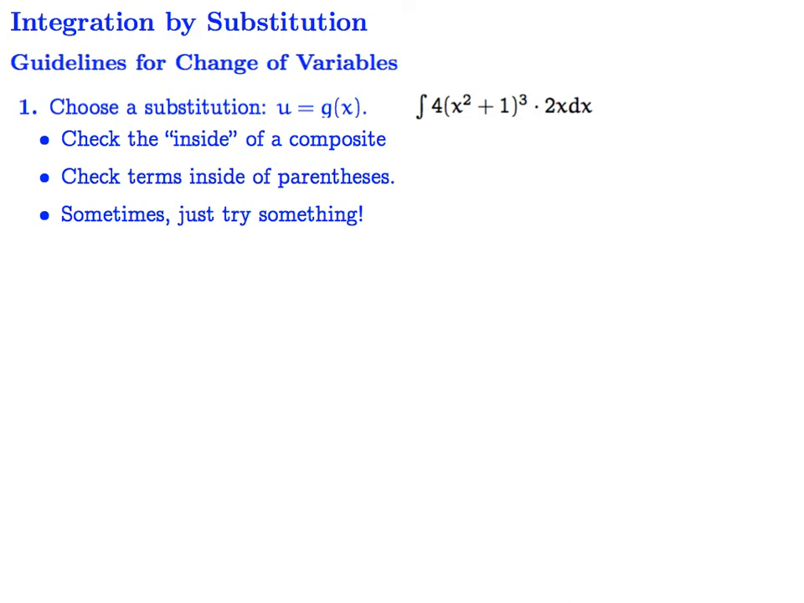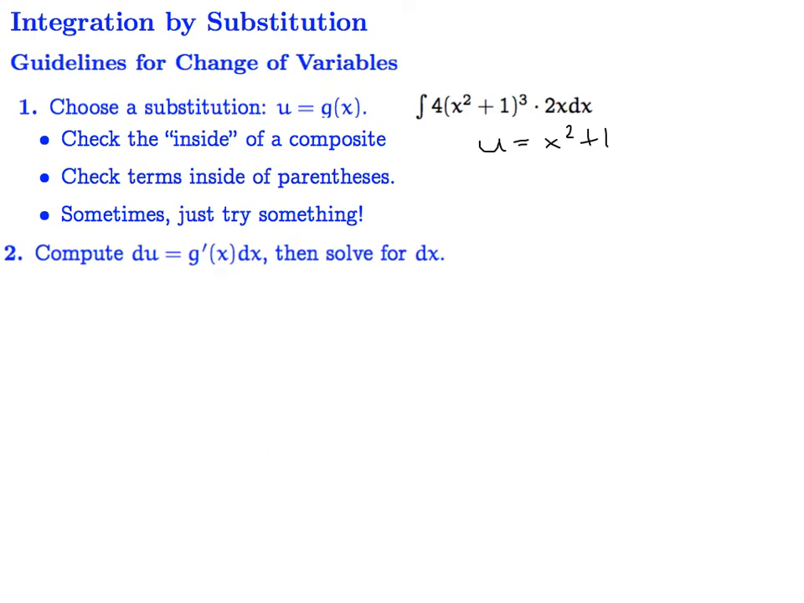Generally, when you're choosing what to substitute, you want to choose something that's the inside of a composite. It's going to be a term that's in parentheses, but sometimes you just have to try something and hope for the best. So in this case, what we're going to do is follow the inside of the composite part. If we look closely at our function, inside the parentheses, inside of this something cubed, we've got an x squared plus 1. So that tells me that I should probably choose u to be the function x squared plus 1.